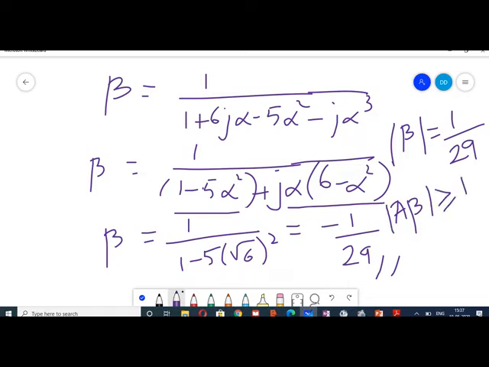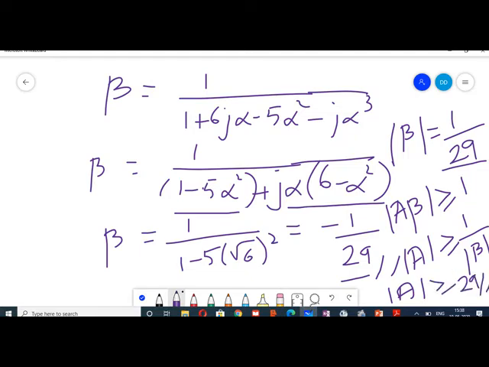So we have the second condition for oscillation, which is magnitude of A into beta should be greater than or equal to 1. So we get magnitude of A greater than or equal to 1 by magnitude of beta. Substituting beta as 1 by 29, we get magnitude of A should be greater than or equal to 29. So this is the condition for the sustained oscillations. We can adjust the value of R2 and R1 so that our gain is greater than or equal to 29. Initially our magnitude should be greater than 29 and later on it should be equal to 29 so that we have sustained oscillations.